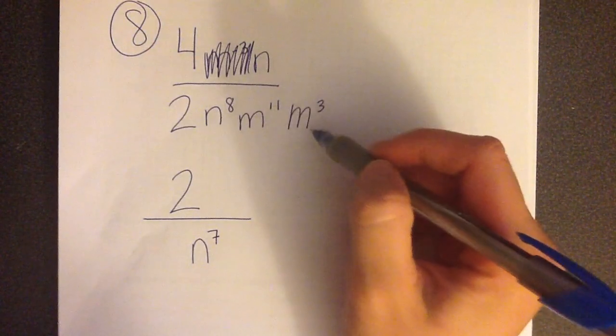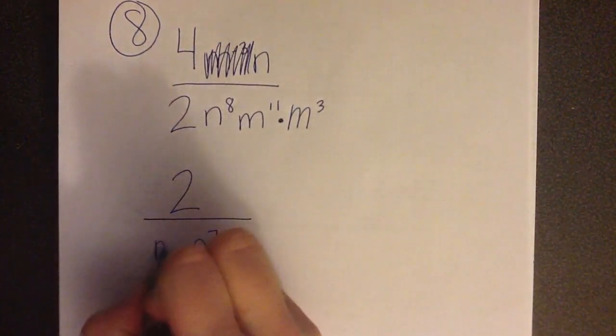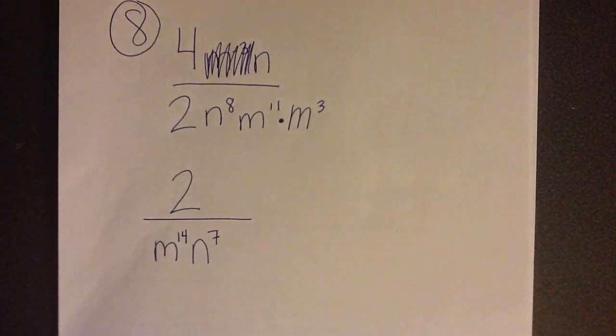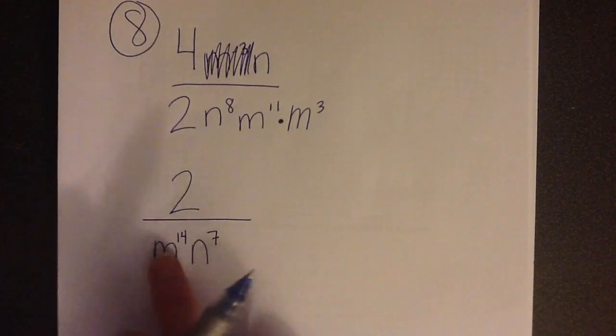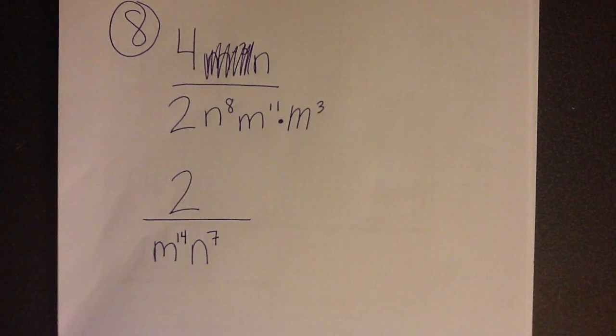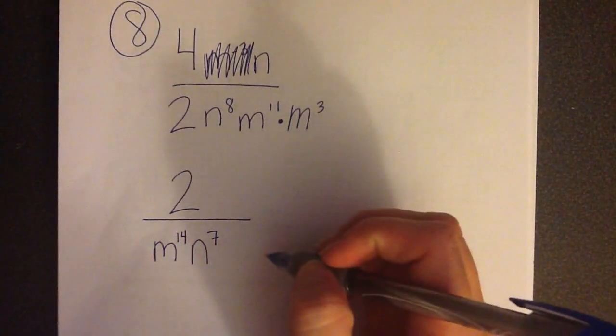M to the 11th, M to the 3rd. You're multiplying the bases, so we're going to add the exponents. So I get a 14 on the bottom. Now, we're going to leave it like that because we want it alphabetical. So you should have your M in front of your N. If you don't, you should fix that. It should be 2 on top, M to the 14th, N to the 7th on the bottom.